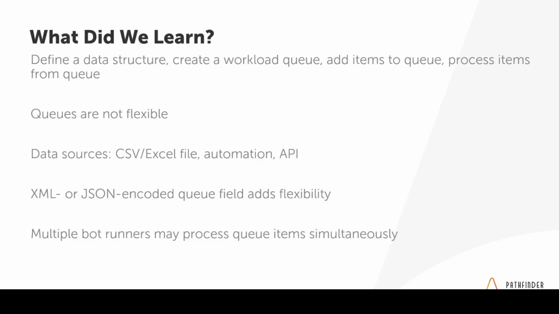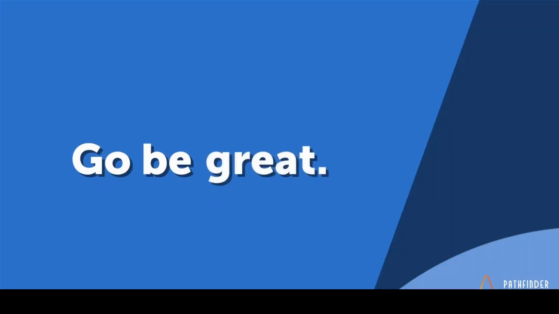So what did we learn here? Workload Manager is the process of defining a data structure and adding items to the queue for later processing. The queues are not flexible, so only use Workload Manager with well-defined data that doesn't change over time. Items can be added to the queue from a CSV or an Excel file, an automation, or through Automation Anywhere's Control Room API. To add some flexibility to your queues, consider adding a field in XML or JSON format at the end of your queue for additional fields.